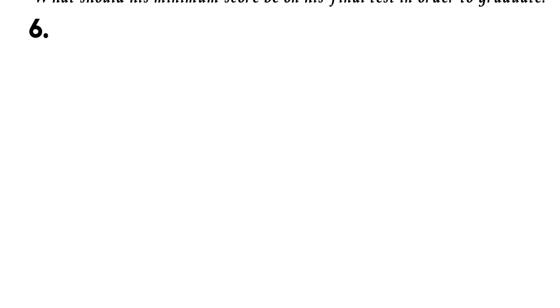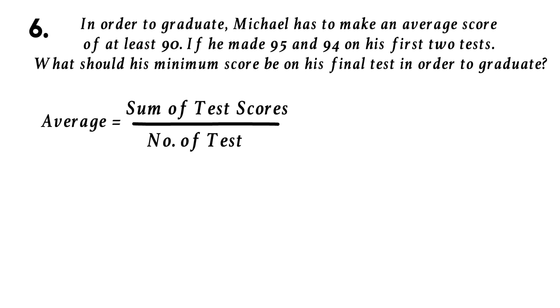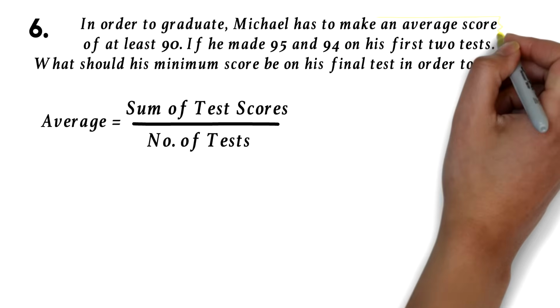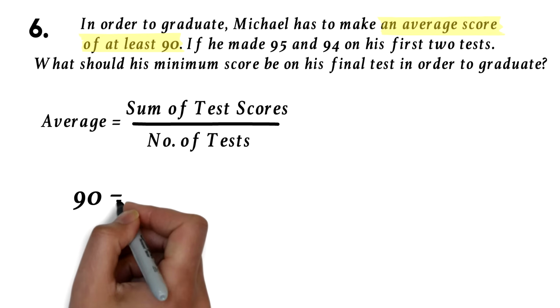Question 6. In order to graduate, Michael has to make an average score of at least 90. If he made 95 and 94 on his first 2 tests, what should his minimum score be on his final test in order to graduate? This is an average or mean question. To find the average, we need to add all the scores, divide by the number of tests taken. We've been given the average he must get, which is 90. So we can put it here.